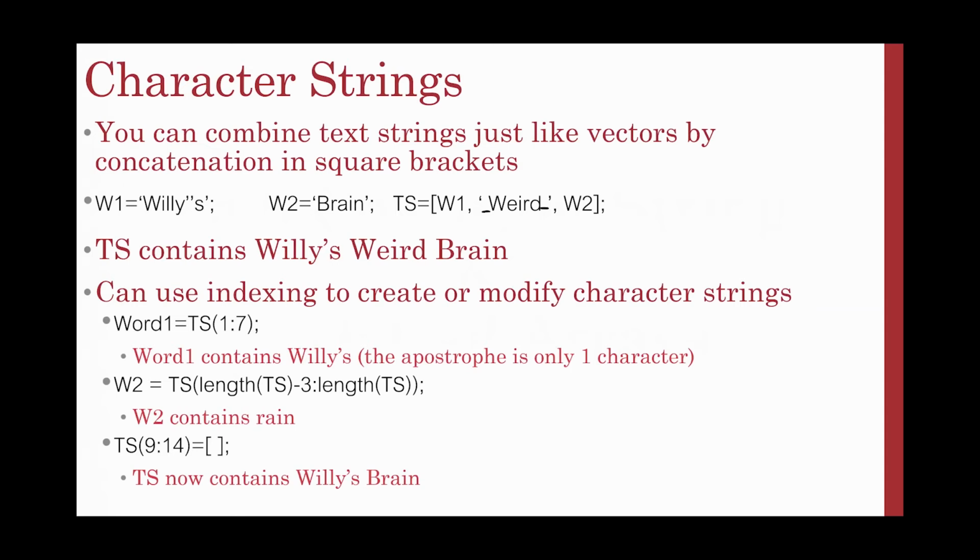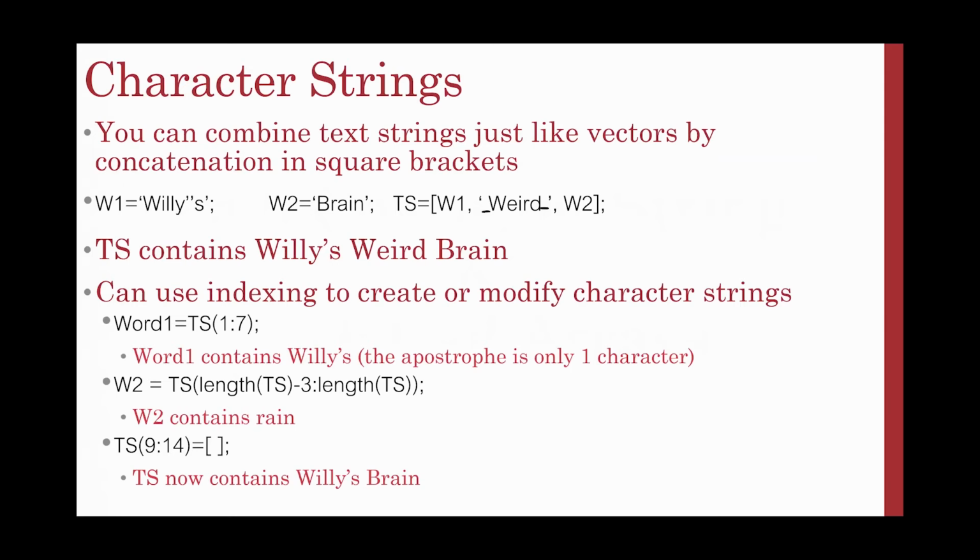You can use indexing to create or modify character strings. So if I have word 1 and my text string is TS, if I say word 1 is equal to TS of 1:7, word 1 is only going to contain Willie's. Note that even though we have to hit the single quote sign twice to get an apostrophe, it only counts as one character. So if I say word 2 is equal to TS of length of TS minus 3 to length of TS, I'm going to get the word rain.